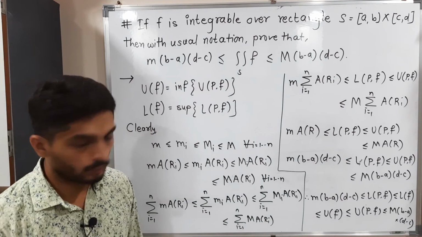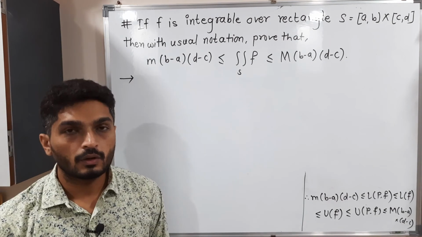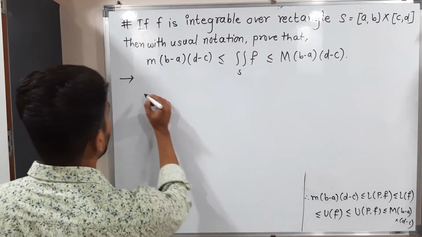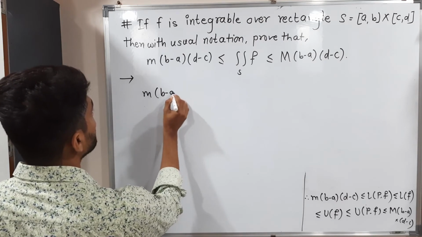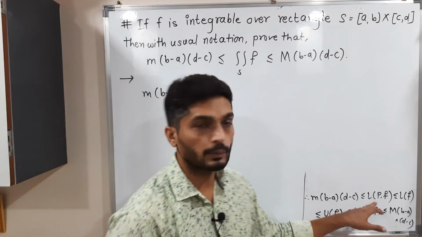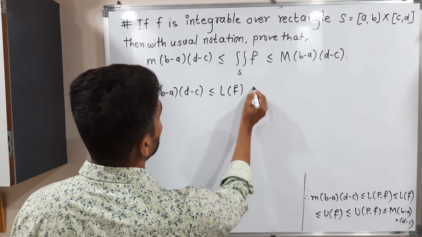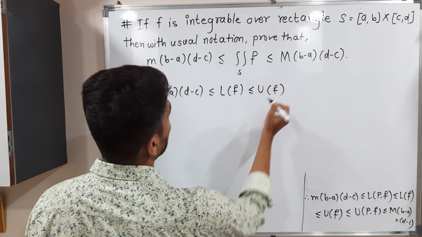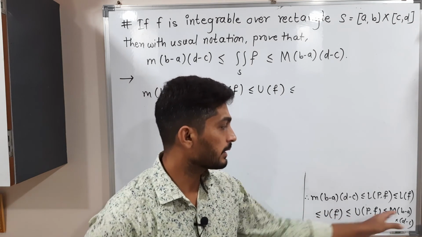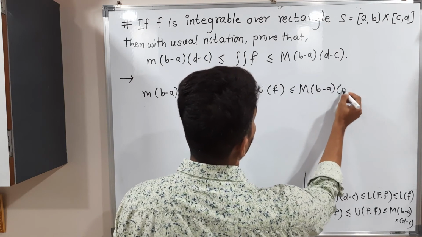Okay, my board is over here, so make a screenshot of it, and after that we will go further. After that what will I do? I will remove unnecessary terms. So m(B minus A)(D minus C) is less than or equal to, this is not required so I will remove it, directly I can write LF, which is less than or equal to UF, and UF is less than or equal to UPF, but again it is not required, so I will remove it and go for the next term, that is M(B minus A)(D minus C).